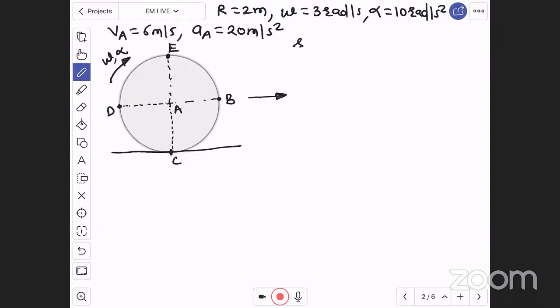That is, the distance between A and B is equal to the distance between B and C, sorry, A and C, is equal to the distance between AD is equal to the distance between AE, which is equal to the radius of the wheel, which is nothing but 2 meter, that we can say, right?